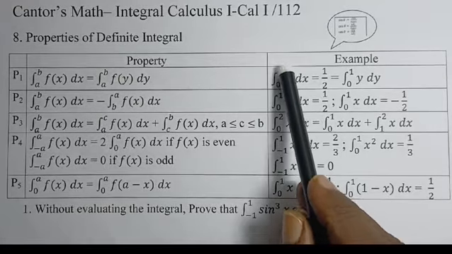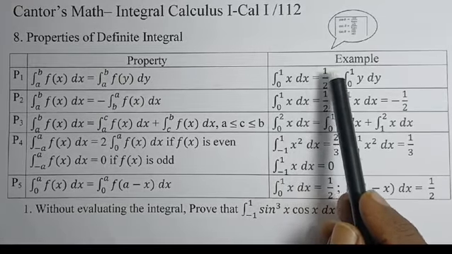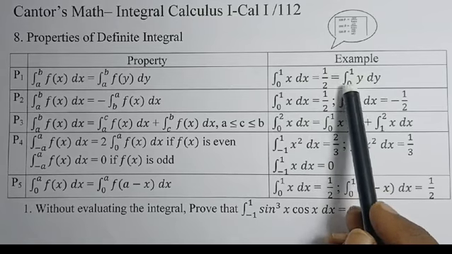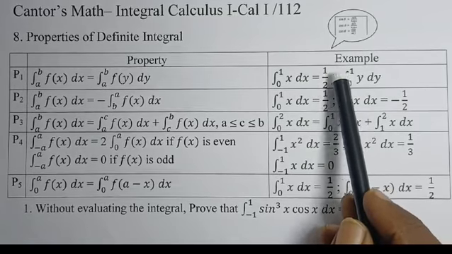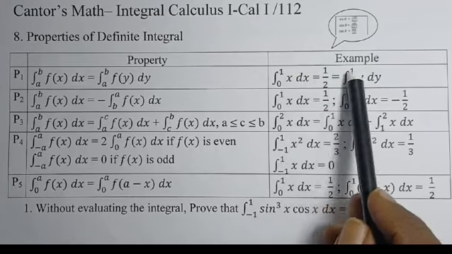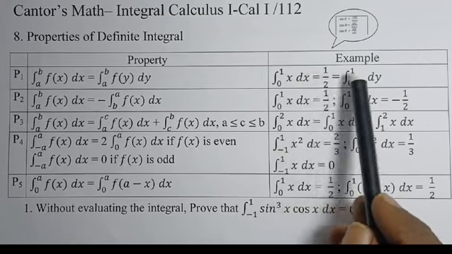For example, integral 0 to 1 x dx is x squared by 2, from 0 to 1, that is 1 by 2. Similarly, integral 0 to 1 y dy is also 1 by 2. Therefore, you can easily interchange the variables in the integrand.